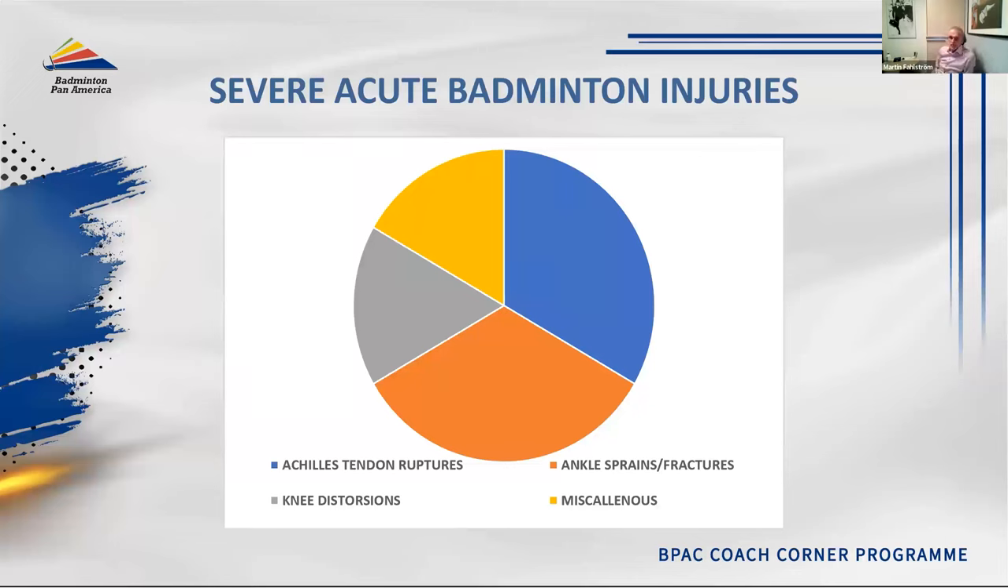And what kind of injuries was it? Well, one third, the blue part, is Achilles tendon ruptures. One third is ankle sprains or ankle fractures. Then about 15-16% are different kinds of knee distortions. And then you have some other things: bleeding, wrist fractures, and shuttle in the eye and things like that. But the majority of the severe acute badminton injuries are Achilles tendon ruptures, ankle sprains and fractures, and also knee distortions.